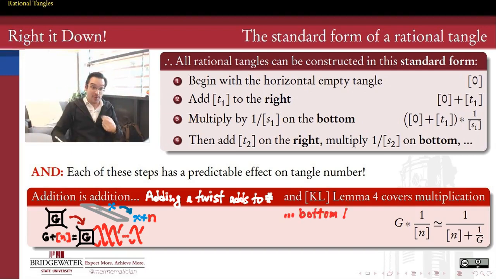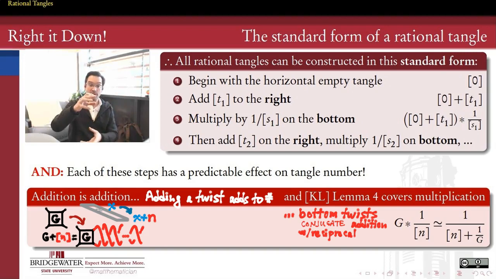So the effect, and Kauffman and Lambropoulou proved this in Lemma 4 in their paper, the effect of adding bottom twists is a conjugate addition, where the addition is conjugated by the reciprocal operation. Reciprocal of tangles, remember, is the same thing as rotating and then also taking the mirror image, reversing all the crossings. So adding twists on the bottom is the same as taking the tangle, rotating it, then adding the twist on the right, and then rotating it back. And that makes perfect sense. So that's the effect that multiplying by tangles has. Reciprocal, then add, then take a reciprocal.